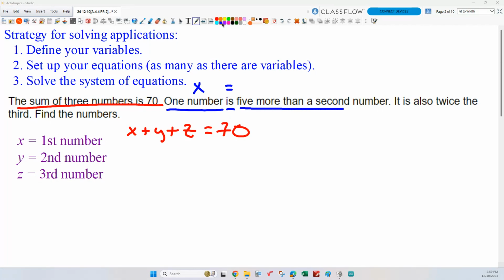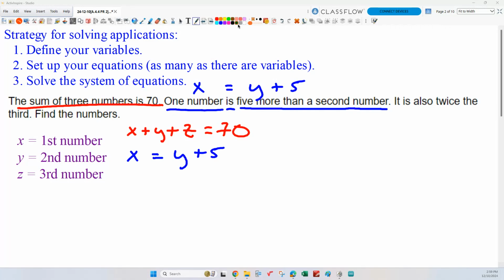And then 5 more than a second number. What's the second number? Y. So how do I say 5 more than Y? 5 plus Y or Y plus 5, doesn't matter, either way, right? I'm going to write it as Y plus 5, either way though, okay? There's my second equation right there. X equals Y plus 5.